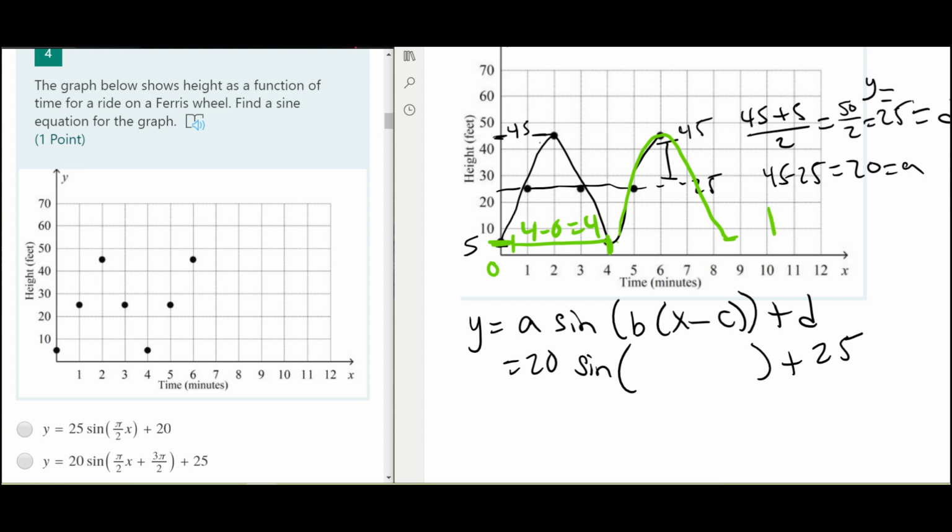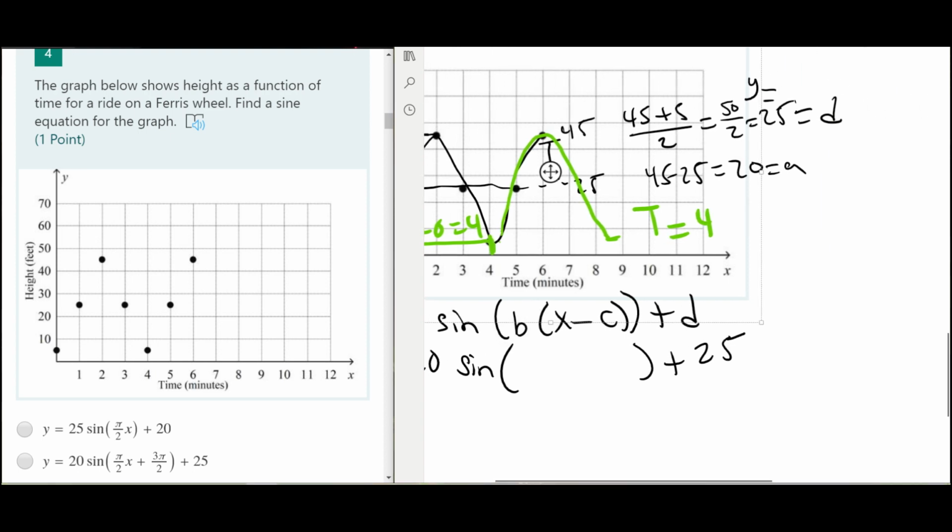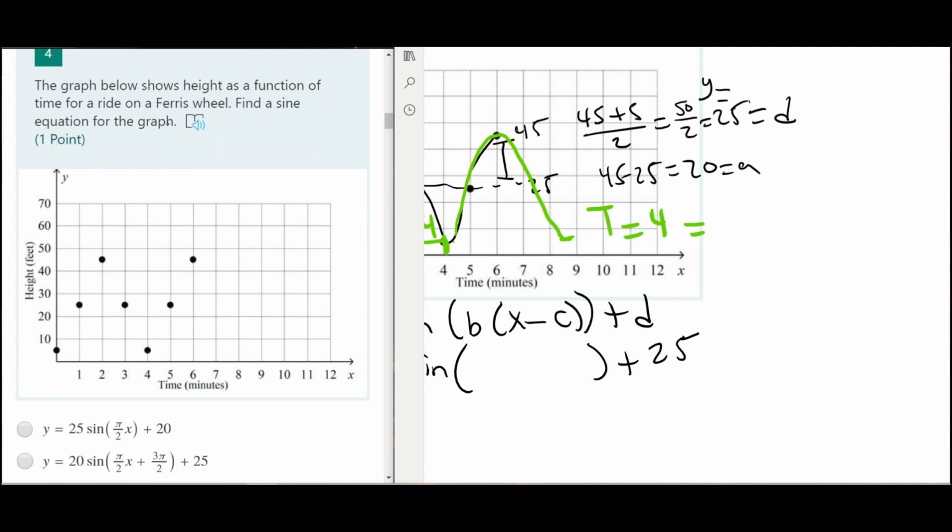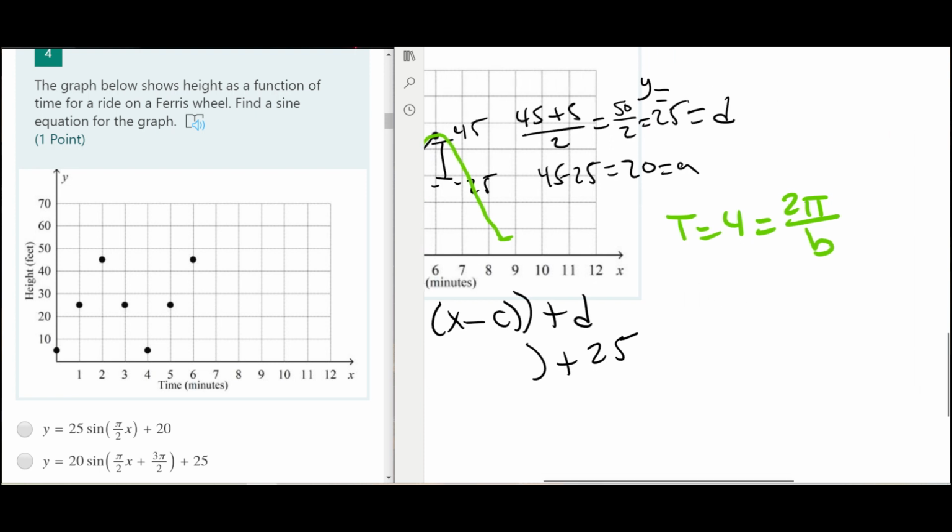So we have here that T equals 4. So how do we figure out the b for that? Well, remember that the formula for period is 2 pi over b. So that's what we have to use here. So 4 is the same thing as 4 divided by 1. Then you cross multiply. 2 pi times 1 is 2 pi. 4 times b is 4b. And then we have to solve for b, so we divide by 4. And that's going to be our b.